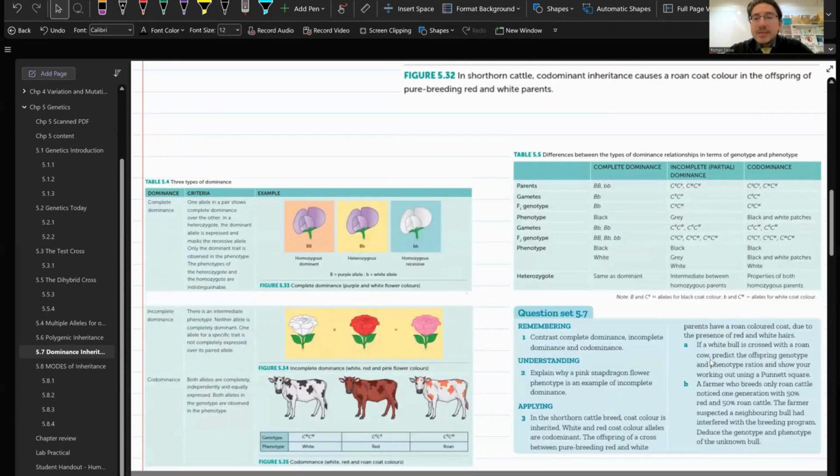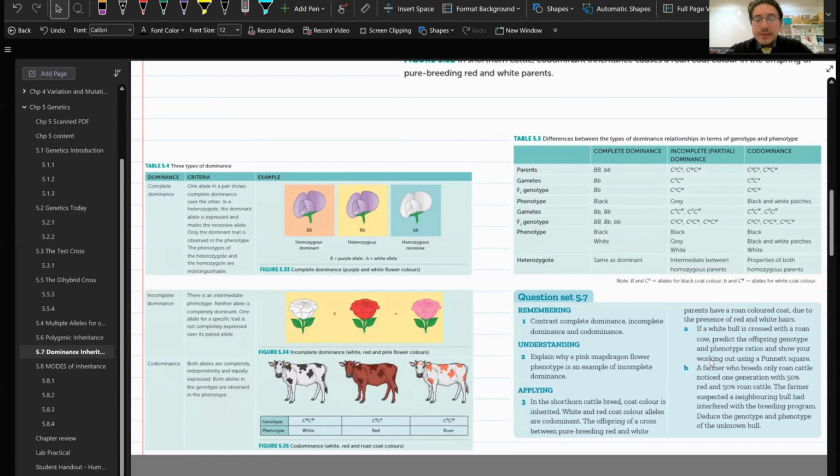So the book has nice summary tables for you to take a look at. I strongly recommend you study these, and then we can take a look at them in the classroom: complete dominance, incomplete dominance, codominance. Complete dominance refers to the normal Mendelian one that you'll think about. And then you have particular examples of how to annotate and how the letters will look when you're studying these situations.